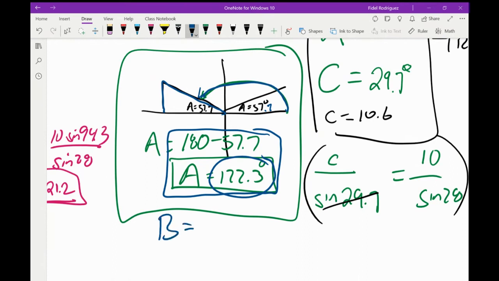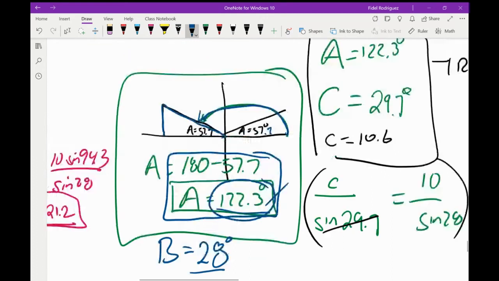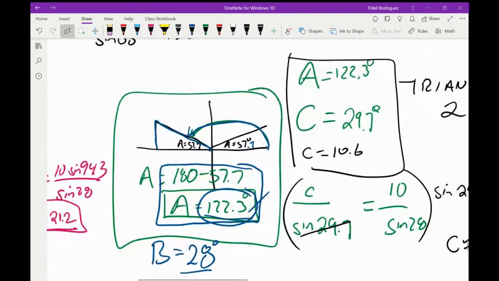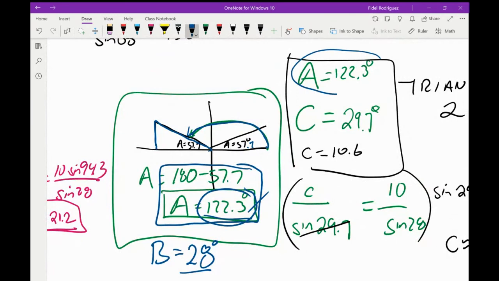Now, because we already knew that my angle B from the beginning in the original picture that I had was 28 degrees, if I add this angle and this angle together, that still falls below my 180 degrees, which tells me that all the angles in my triangle have to add up to 180. So this is a possibility. It's possible that we could have a second triangle. So because it's possible for us to do that, then we're going to say, well, look, if my angle A is now 122.3 degrees, what would my angle C be?